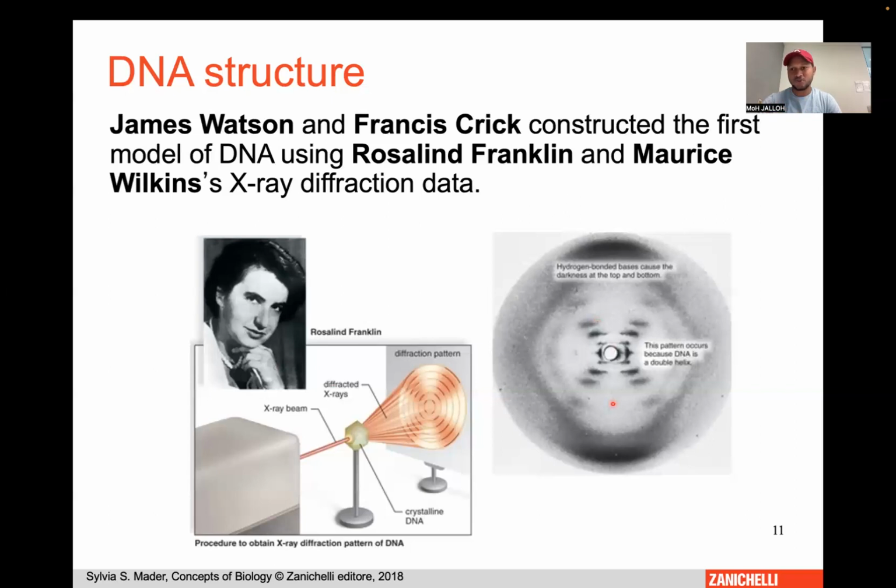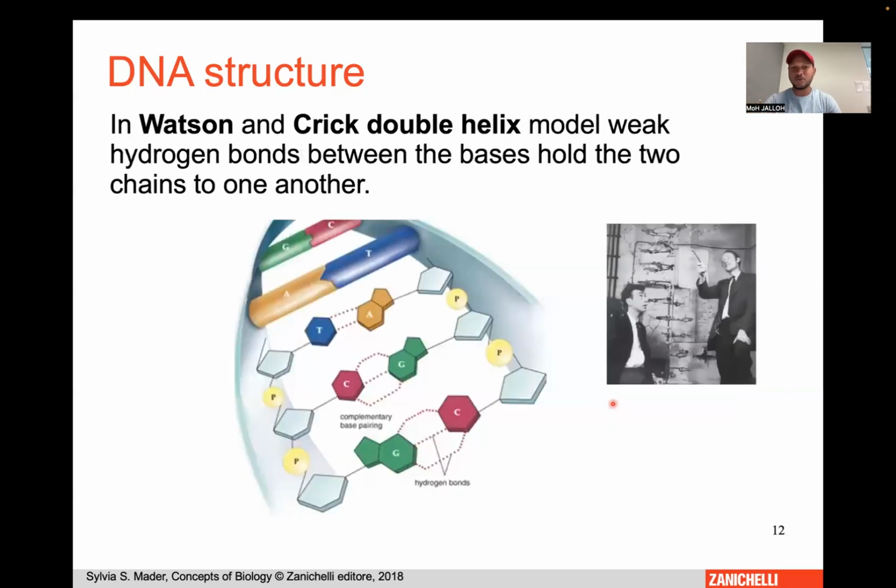They used it to solve the structure of DNA, to know that DNA is anti-parallel, and how it's pairing and so on. So here you have James Watson and Francis Crick, the two of them. In the Watson and Crick double helix model, weak hydrogen bonds between the bases hold the two chains to one another.